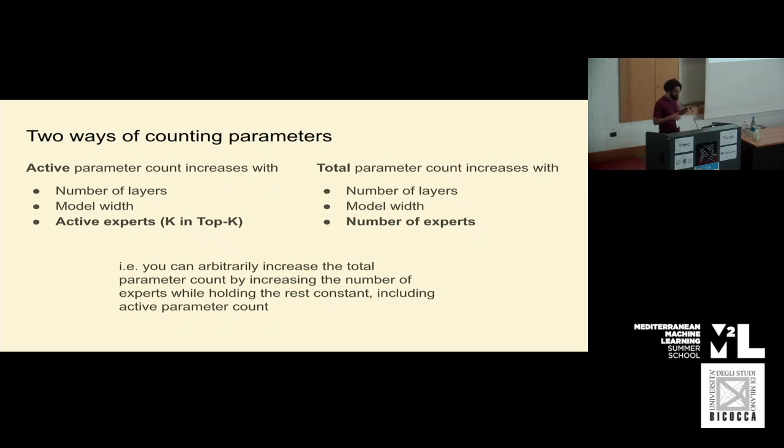If you use that recipe that I was talking about with LLMs of just substituting the feedforward layer, the active parameter count is also going to increase with k in the top k. So the more experts you route each token to, the larger the active parameter count is going to be, while the total parameter count is going to increase with just the number of experts. This means you can arbitrarily increase the total parameter count and keep everything else fixed, including the active parameter count. So if you can increase the quality by increasing the total parameter count, you can increase quality while keeping the speed bounded.